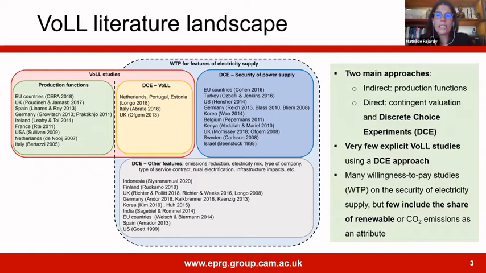Renewables or emissions are still included in a different category of studies, the gray frame here, which are basically willingness to pay studies that look at a wide range of different features of electricity supply. Respondents will be asked to choose between systems with a different electricity mix, for example, or type of company, whether the company is local or national, type of service contract, type of tariffing, infrastructure impacts, etc.